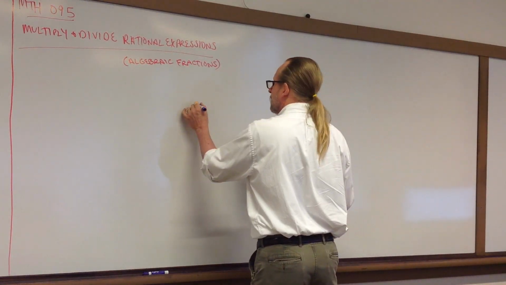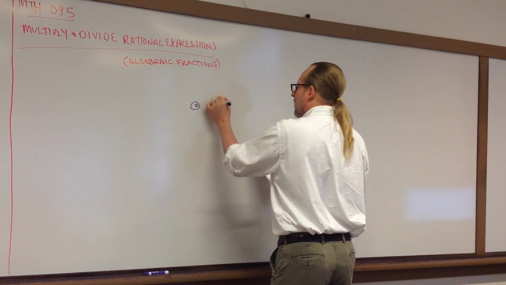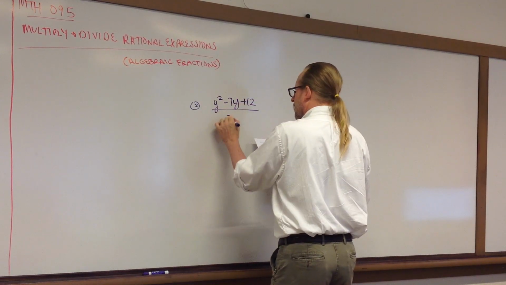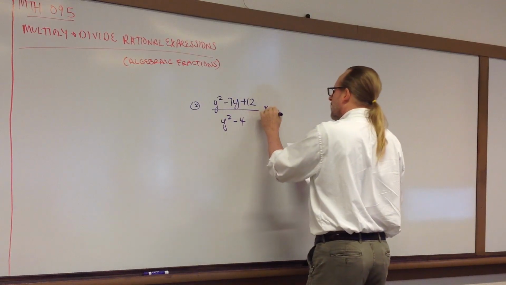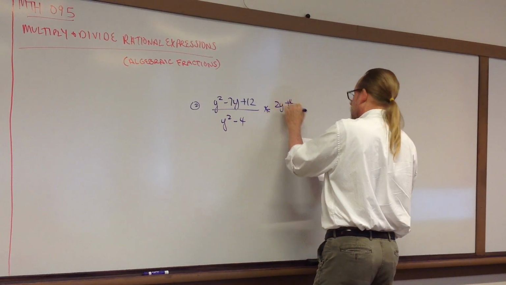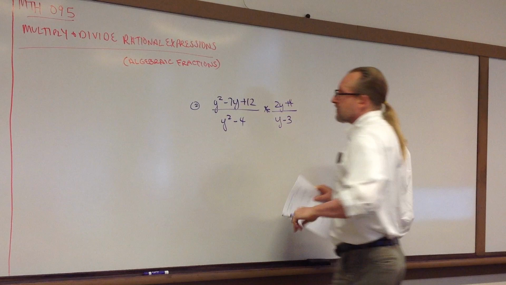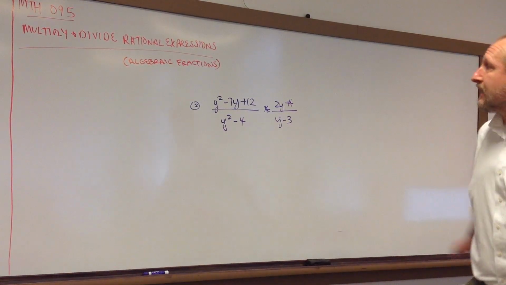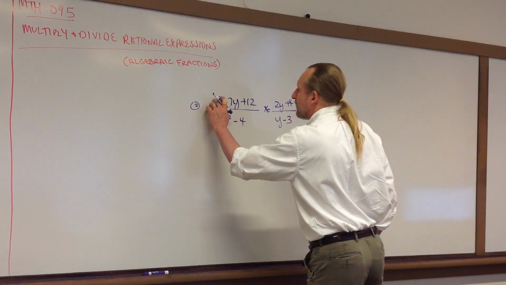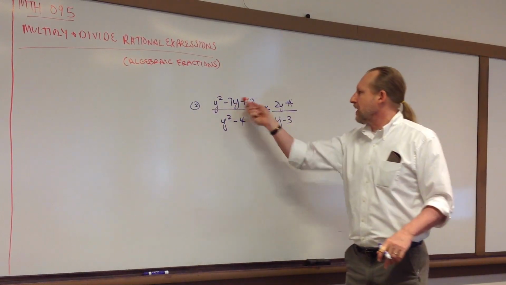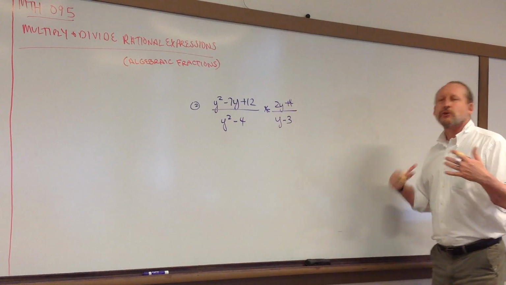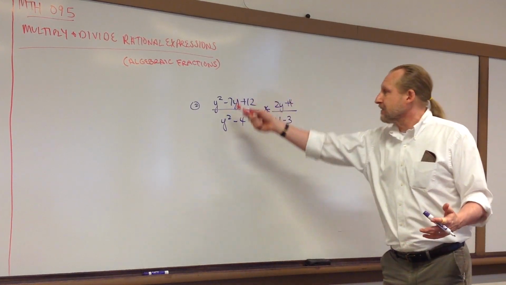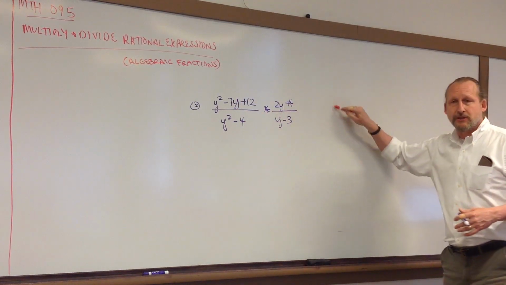In problem 2, we're looking at y squared minus 7y plus 12 over y squared minus 4 times 2y plus 4 over y minus 3. So the fundamental idea for canceling, right, because really we need to cancel before we start to multiply. If you start multiplying all these things together, your answer won't be in lowest terms, and it'll be really hard to try to factor back out of the answers that you've gotten.